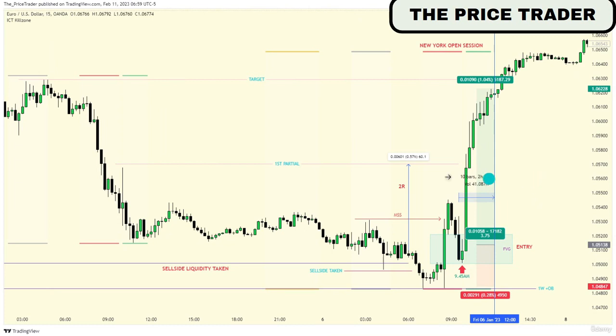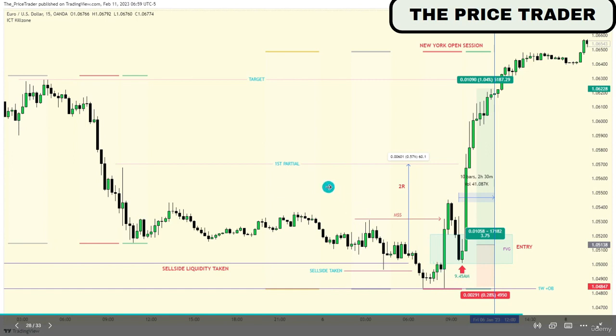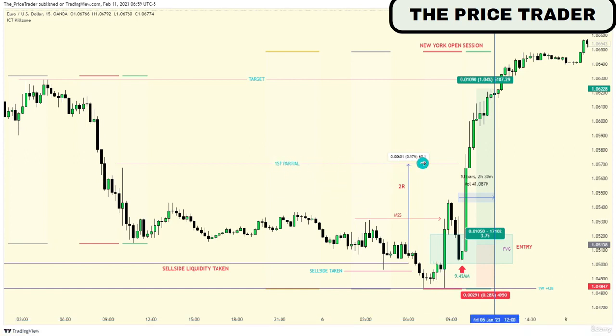This is just an example of how you can take partials. It's the same example of the trade. Once you take that entry there, as you can see, your stop loss here was about 30 pips. I've outlined that you can take your first partial at 60 pips, which is about 2 R. That is how you can take out partials. And then the final target, you can leave your runner.